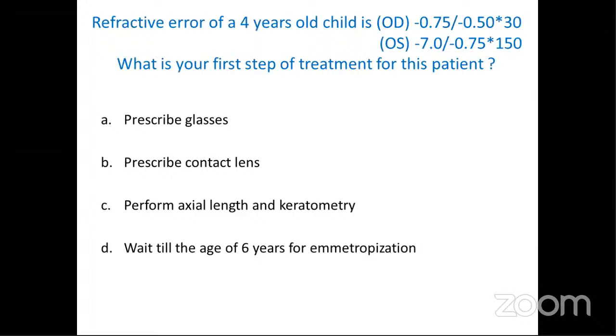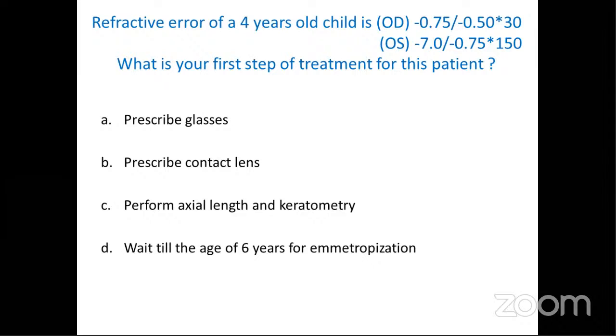So the refractive error of a 4 years old child: in the right eye, he is having 0.75 refractive error, and the left eye is having 7, myopic. This is a cycloplegic refraction. What is the first step of treatment for this patient? Will you be giving glasses to this 4 years old, or wait till the age of 6 years? We can wait for 2 more years till emmetropization. After emmetropization, at the age of 6 years, we'll decide whether we have to give glasses or contact lens.